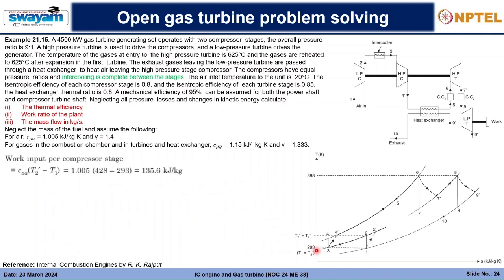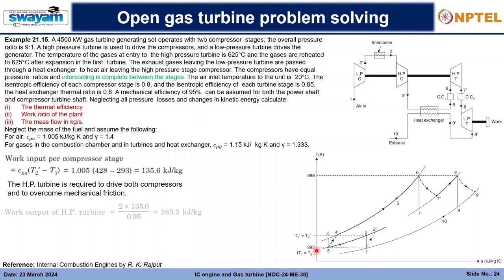So this is the first stage, that is 135.6 kilojoule per kg. Then the high pressure turbine is responsible for driving both the low pressure compressors and also overcoming the mechanical friction. That's why the total work output of the high pressure turbine is given by 2 into this work input of the compressor divided by the mechanical efficiency of this particular shaft. So that is 0.95, and that amount of work is derived by the HP turbine.